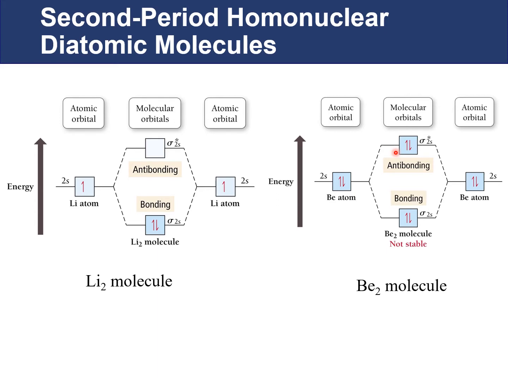Calculating out the bond order would be 2 from our bonding minus 2 from our antibonding, which gives 0. Divided by 2 is 0. So the bond order for a beryllium diatomic molecule would be 0, meaning that it is not a stable diatomic and will not form.